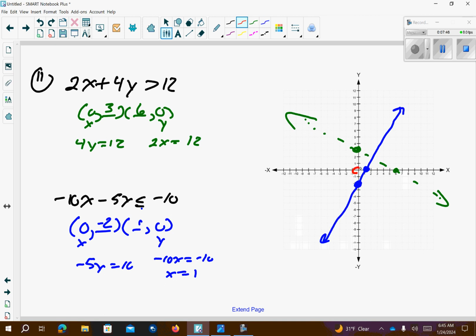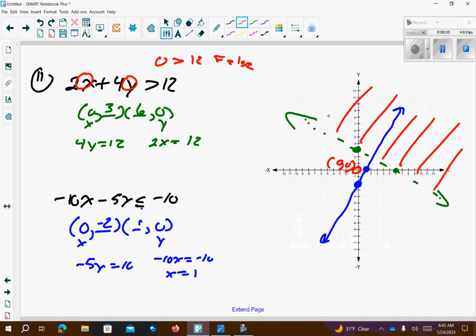And so I can pick that 0, 0 again. So if I plug 0, 0 in, I get 0 here and 0 here. Is 0 greater than 12? That's false. 0 is not greater than 12. So I'm going to shade the opposite side of the green line. Opposite side of the green line. So either two of those regions could be the answer.